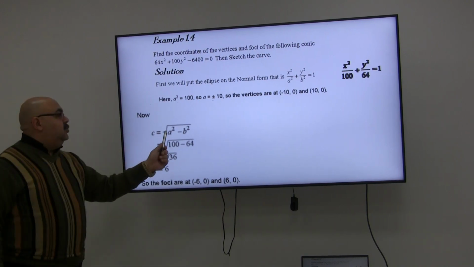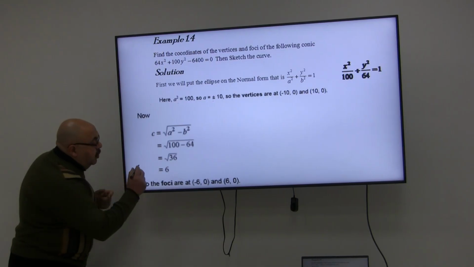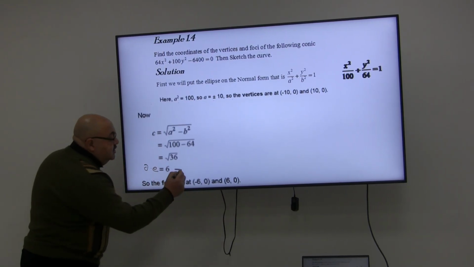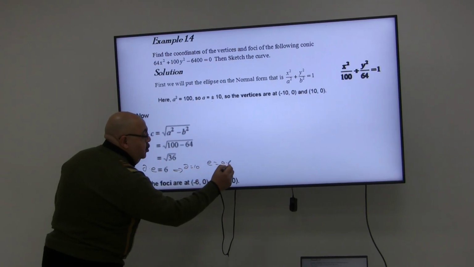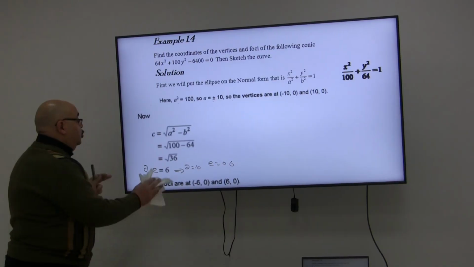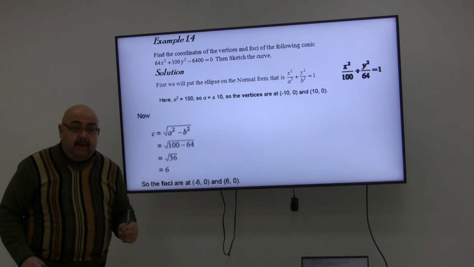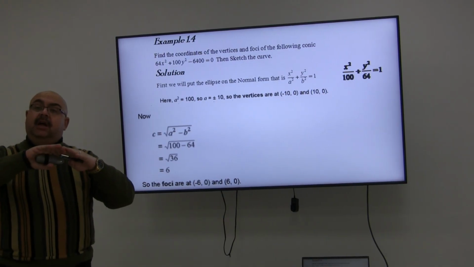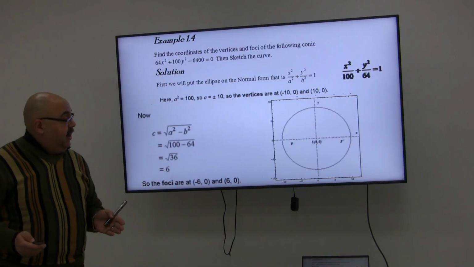Of course, I will get c equals the square root of a squared minus b squared. It's going to be 6, so 6 equals a·e. Since a is equal to 10, e equals 0.6, if I want to get the eccentricity. And of course this ellipse that I'm talking about is flattened more on the x-axis than on the y-axis. That's the shape of your ellipse.